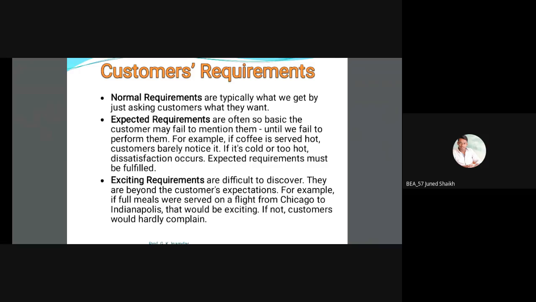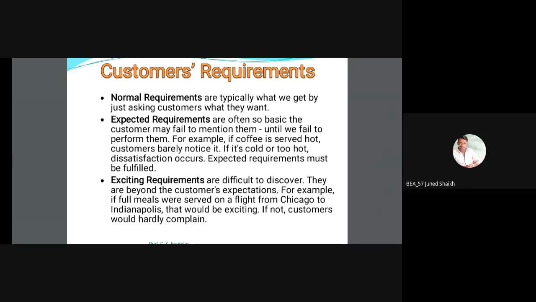Expected requirements are often so basic the customer may fail to mention them until we fail to perform them. For example, if coffee is served hot, the customer barely notices it. If it's cold or too hot, dissatisfaction occurs. Expected requirements must be fulfilled. One small example they have given.